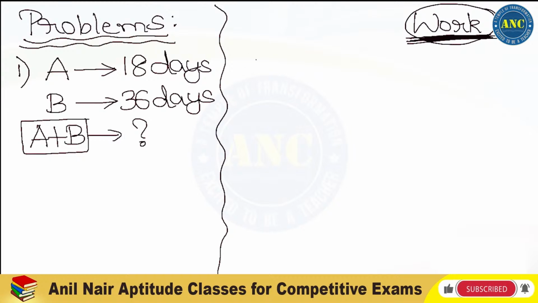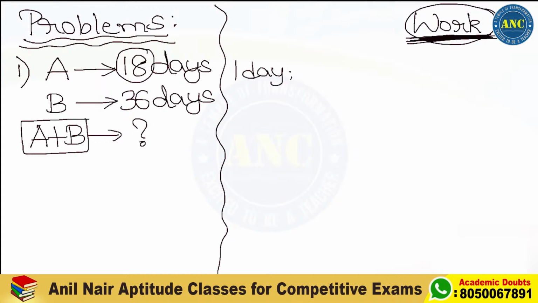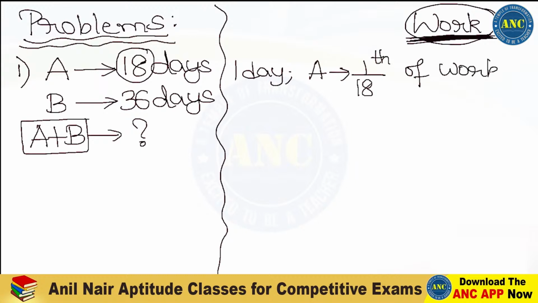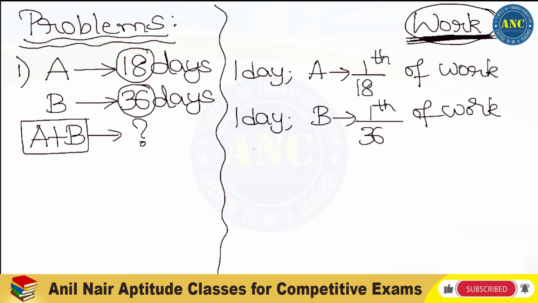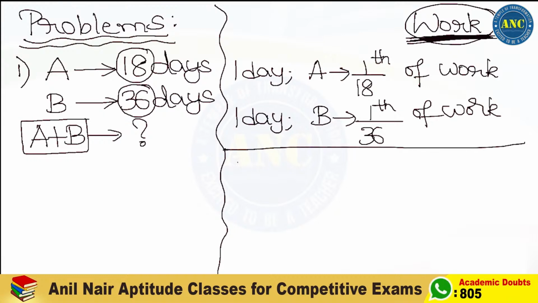Now see here. To complete one work, A will take 18 days. That means in one day, A will be doing 1/18 of the work. Just keep on listening. Do not draw any conclusion in the first problem itself. Please keep on listening to my class. Similarly, to complete one work, B will take 36 days. So, in one day, B will be doing 1/36 of the work. So, I came to know that A will do 1/18 of the work in one day, and B will do 1/36 of the work in the same one day.